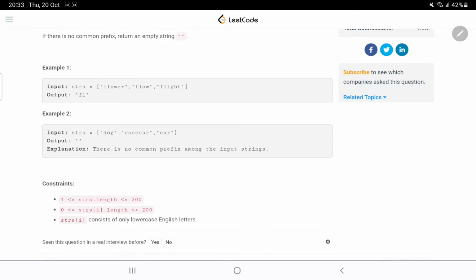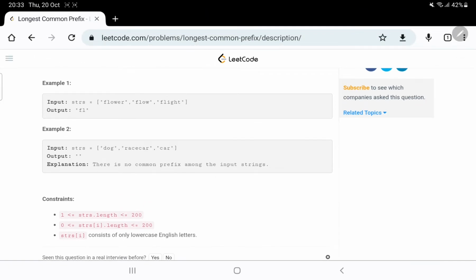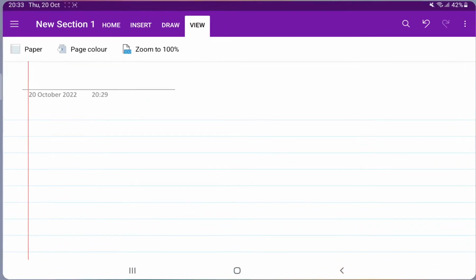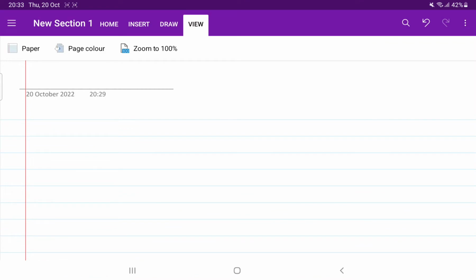But if you come to the second example, you can see the first letter is D, second is R and then C. So here there is no common prefix. At that time we need to return an empty string. So basically our target is to find the longest common prefix. Okay. So let us move to the solution, how we are going to approach the problem.